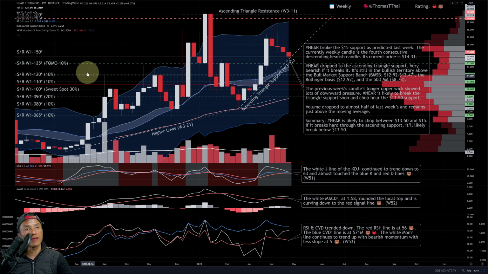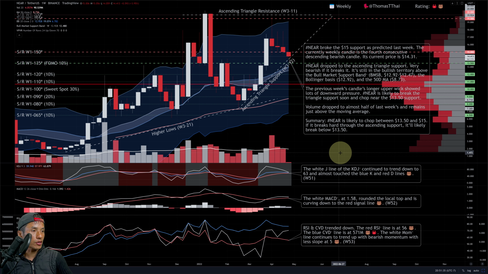As far as entry levels, it's almost to my entry level here at $13.50, which is FOMO at 10% of the budget, and $12 will be 10% of the budget, $11 10% of the budget, $10 will be the sweet spot at 30%. And $9, 20%, $8, 10%, $6.50, another 10%. And that's not financial advice. It's for entertainment only. And so I hope that helps.